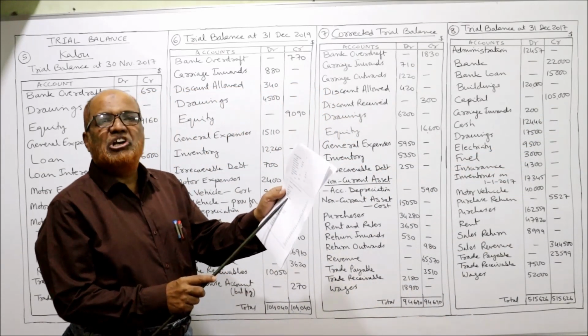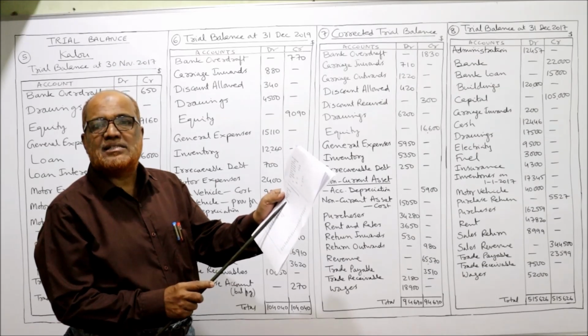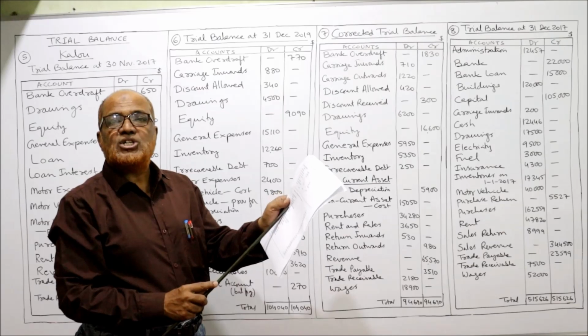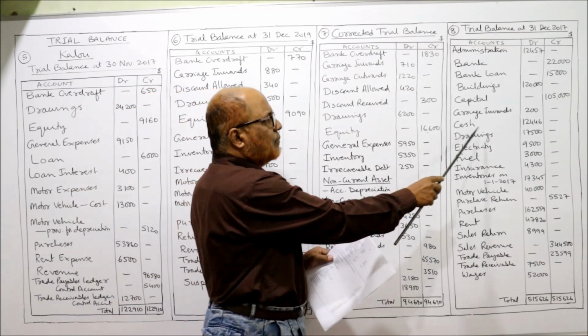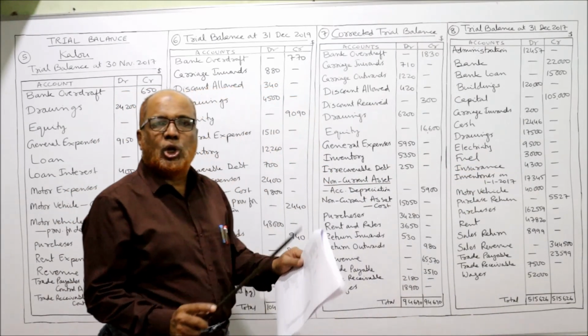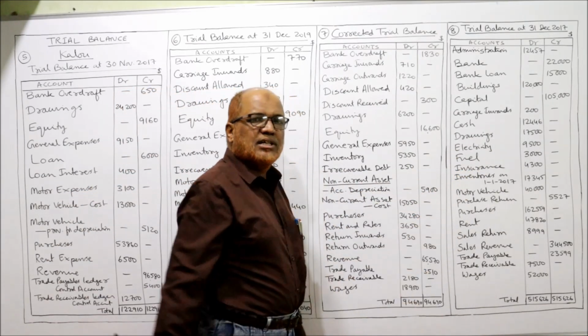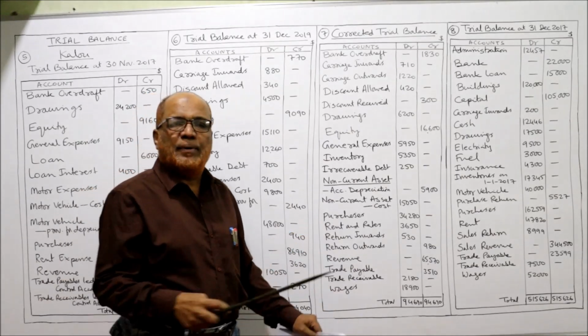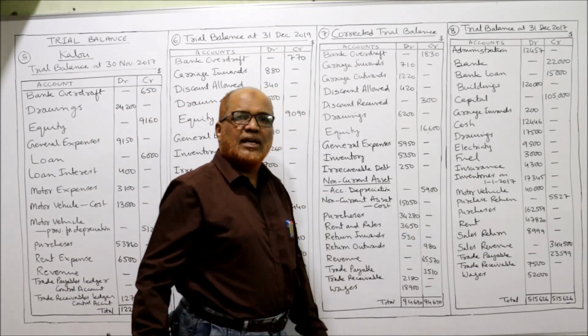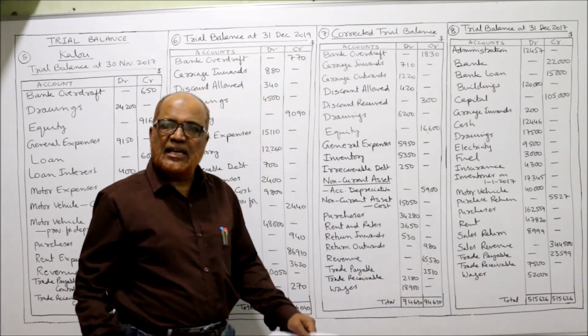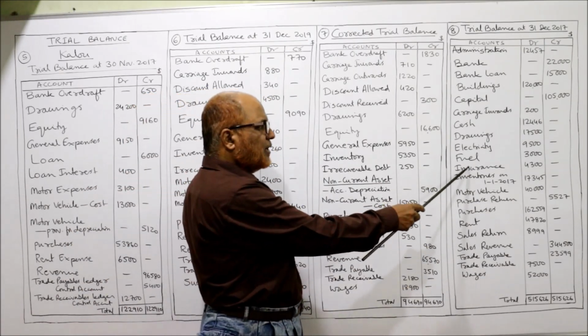Then carriage inward. It's an expense. Debit column. Cash. Cash is an asset. So debit column 12,446. Drawings. Always debit balance. Electricity. It's an expense. Debit column. Fuel is an expense. Debit column. Insurance is an expense. Debit column.